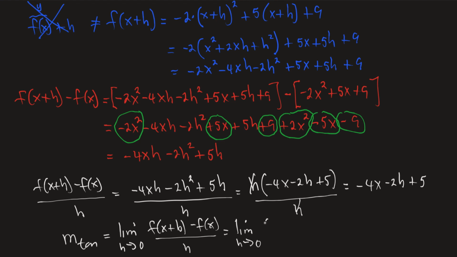So we have our negative 4x minus 2h plus 5. When I use my algebraic properties to evaluate a limit, I'll plug in h equals 0, and I have negative 4x minus 0 plus 5. So the slope of the tangent line is this. It looks like we have another function because we still have the variable x, but it's negative 4x plus 5.